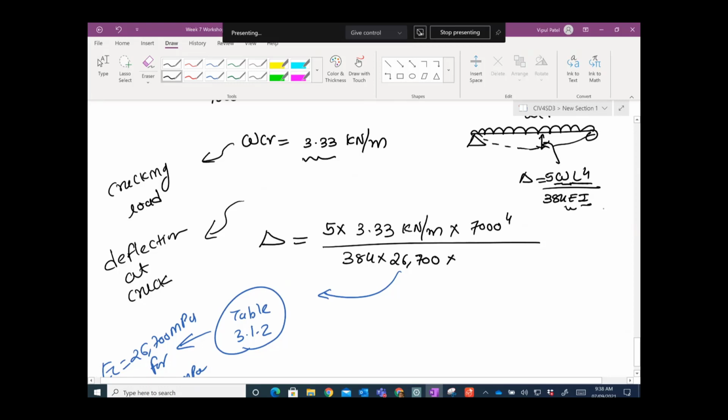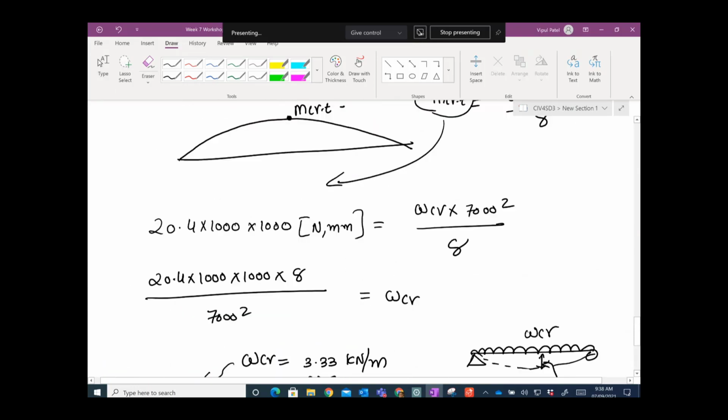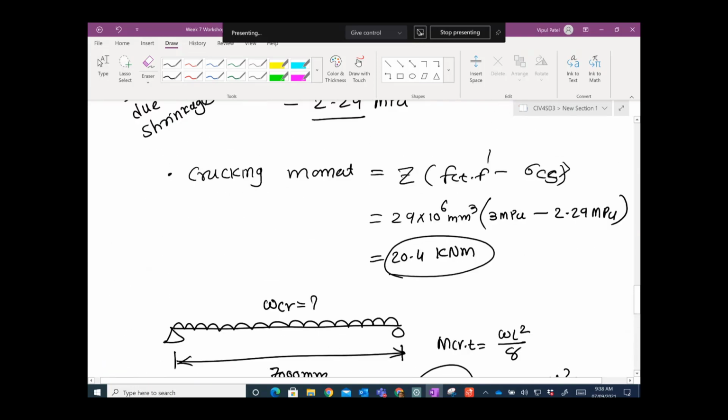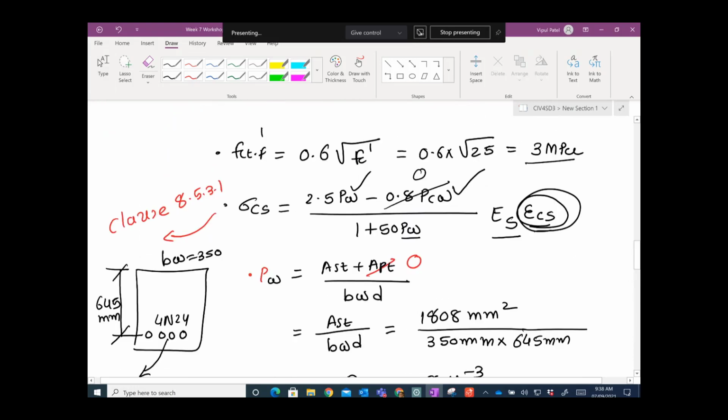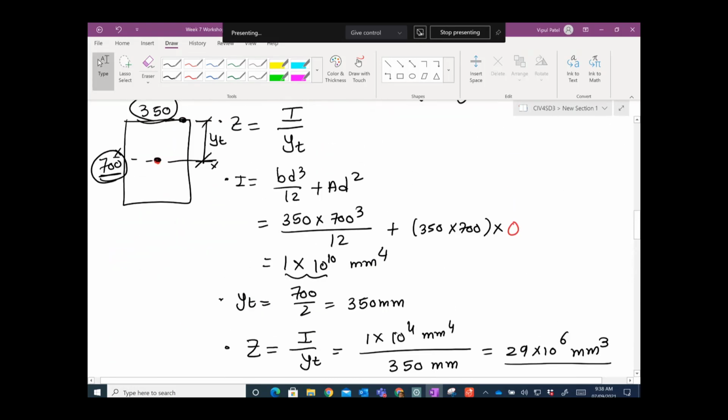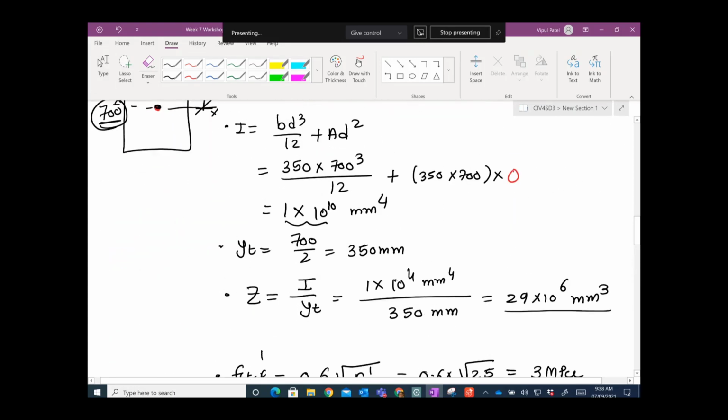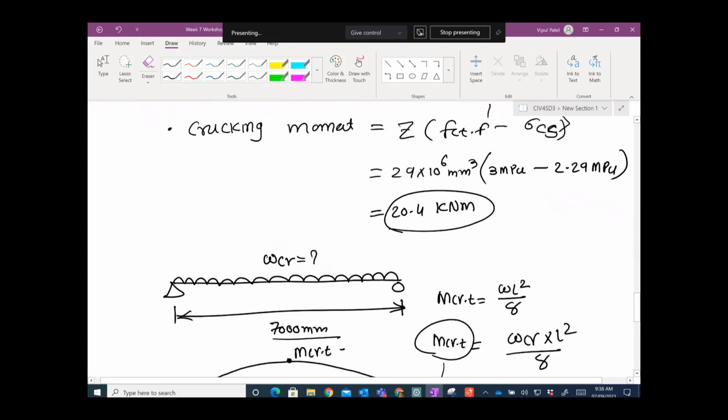Someone might say, what would be this moment of inertia? This is the gross moment of inertia, of course, because your beam has not cracked. This is the point where the first crack will appear. So you can just use the gross moment of inertia. You don't need to use the cracking moment of inertia, or the I effective. That's what we calculated here.